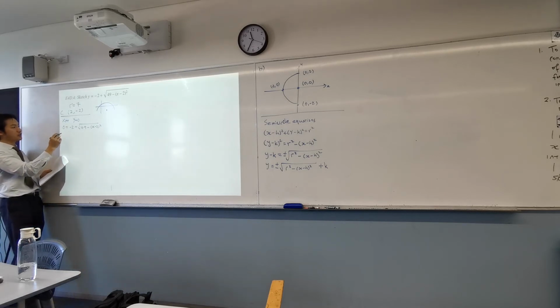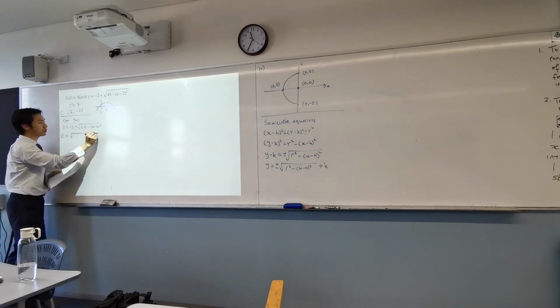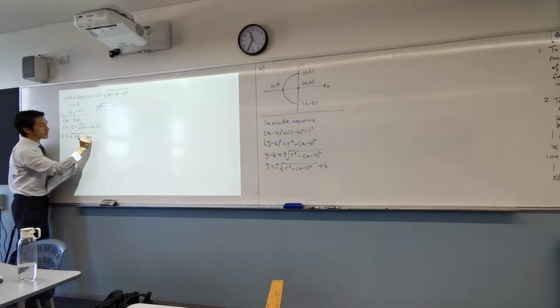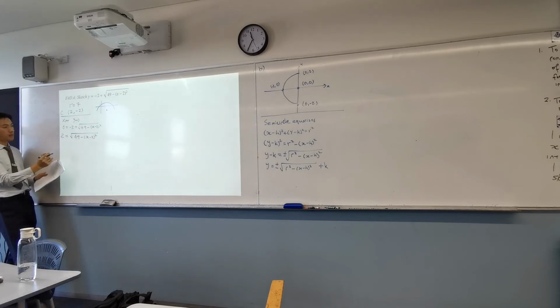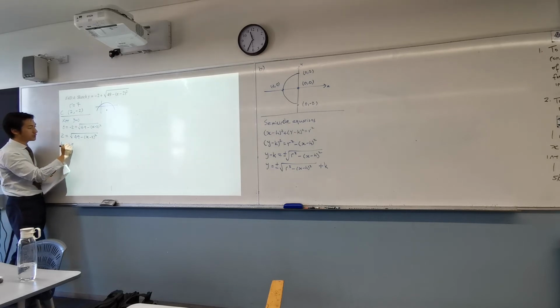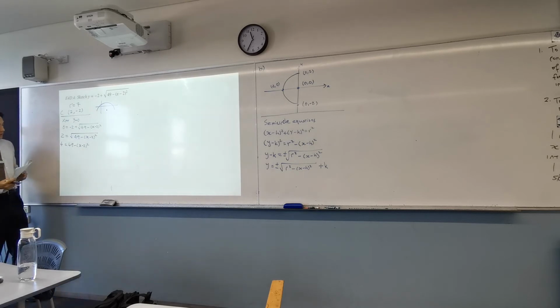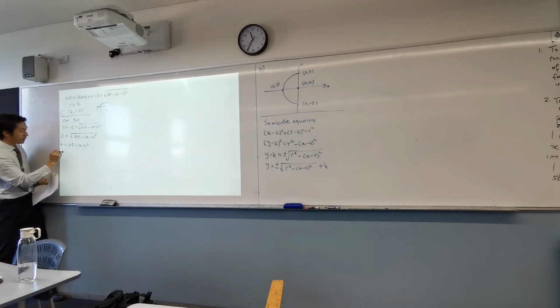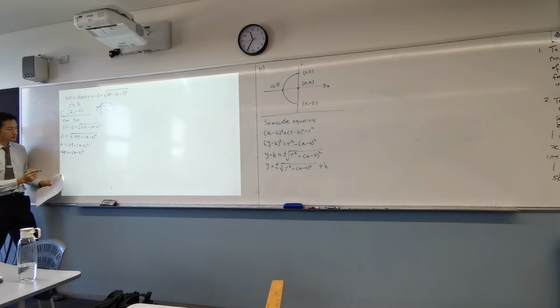I'll add 2 to the other side. 2 is equal to the square root of 49 take away (x minus 2) squared. Then I'm going to square both sides to get rid of the square root. 4 is equal to 49 take away (x minus 2) all squared. Subtract 49 from both sides. What we should get is negative 45 is equal to negative (x minus 2) all squared.